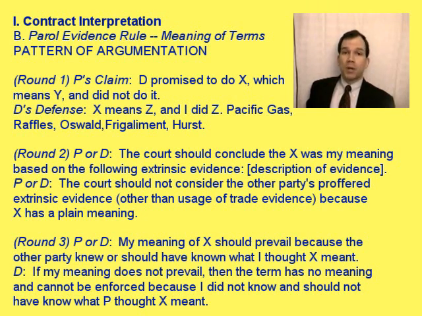The defendant, however, may present a different argument, which is that if my meaning doesn't prevail, meaning if the plaintiff didn't know or shouldn't have known what I thought the term meant, well then the term has no meaning and can't be enforced because I didn't know and I shouldn't have known what the plaintiff thought the term meant. And that was the argument that was raised in the Raffles v. Wickleshouse, Oswald v. Allen, and Fergal-Ament cases. And in all of those cases it succeeded. In the Raffles v. Wickleshouse case, the court concluded that, well, if it's not the October ship, well then the term Peerless doesn't have any meaning, and therefore there is no contract. There is no agreement on that particular aspect. It cannot be enforced.